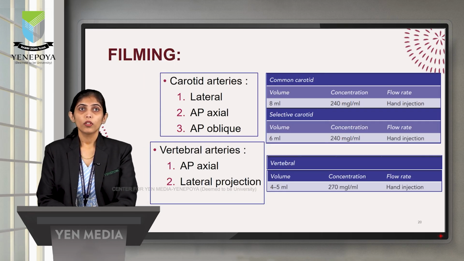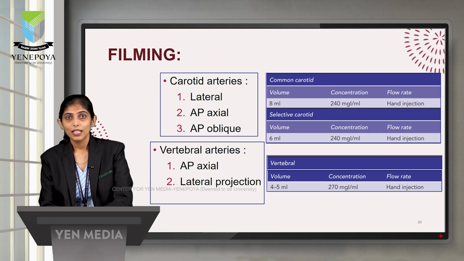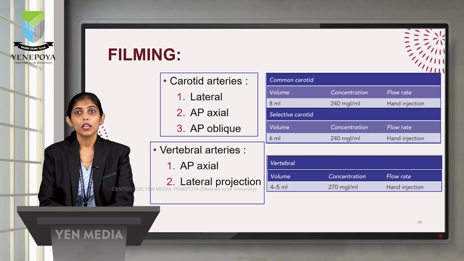For filming of carotid arteries, we take lateral, AP axial, and AP oblique views, and the contrast media used is around 6 to 8 ml. For vertebral arteries, the films we take are AP axial and lateral projection, and around 4 to 6 ml of contrast media is used.